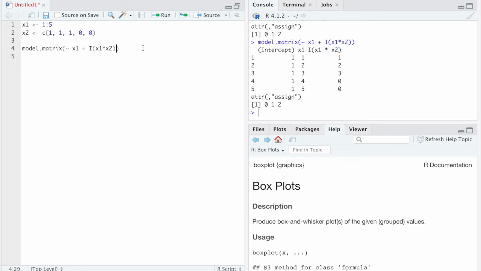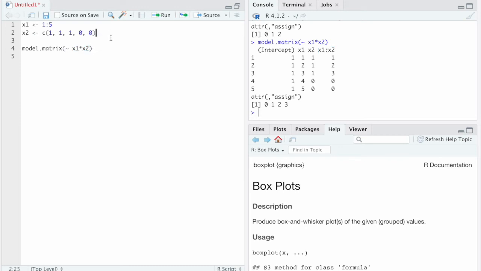Good. Now, the reason we need to use this capital I is that if you write the multiplication sign, R has a special meaning for it inside lm and model.matrix. And you see what that is. Namely, if I write x1 times x2, then I get x1 and x2 and the interaction term, which is x1 times x2. So then I get all three. So that's a useful shorthand.